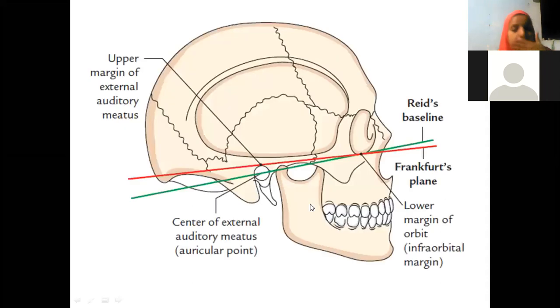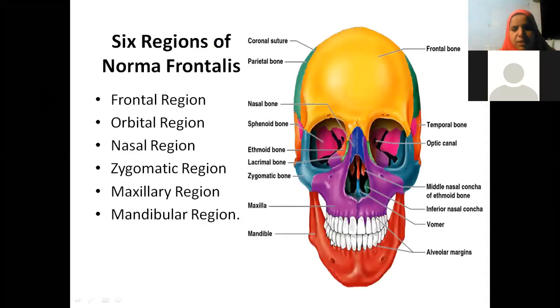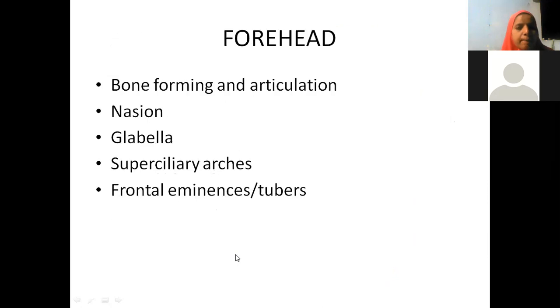Yes, yes, ma'am. Okay. So the anterior view of the skull is nothing but norma frontalis. What are the various bones we see? We see the frontal bone, a part of the parietal bone, two bony orbits. Inside the orbit we will see different bones contributing. We have the nose formed with nasal bone, and so many others I'll tell you. This is maxilla, zygomatic bone, and mandible. So six regions we see here: frontal region, orbital region, nasal region, zygomatic region, maxillary region, and mandibular region.